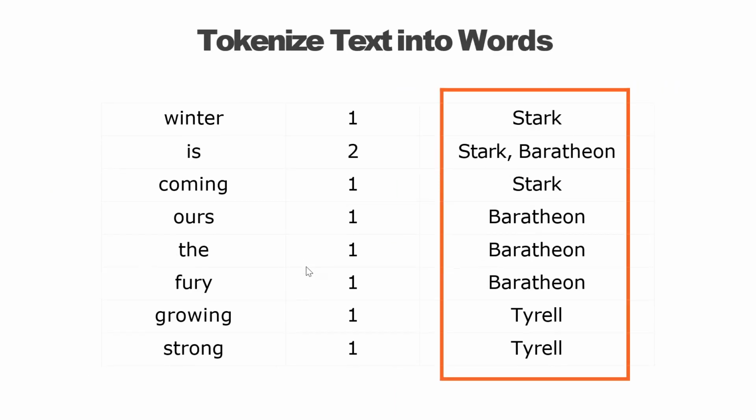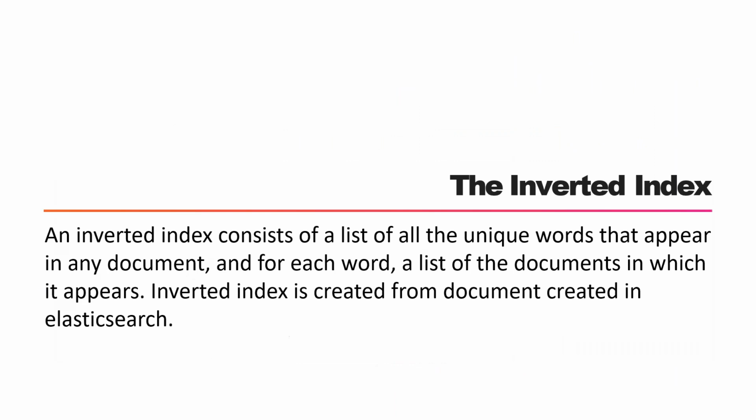Now let's look at it one more time. What was the definition I said? An inverted index consists of a list of all unique words that appear in any document, and for each word a list of documents in which it appears. An inverted index is created from documents created in Elasticsearch. So now, did you get clarity on what an inverted index is, what it contains, and how it contains it?